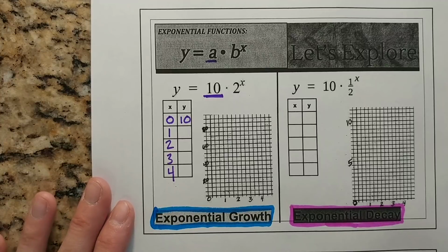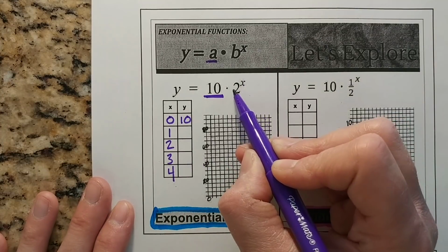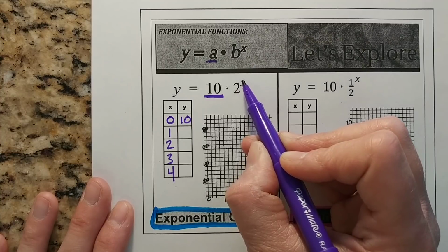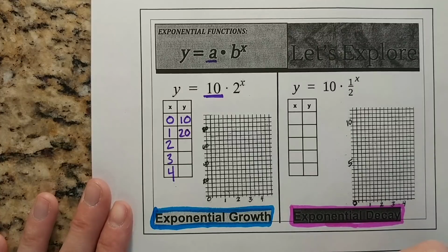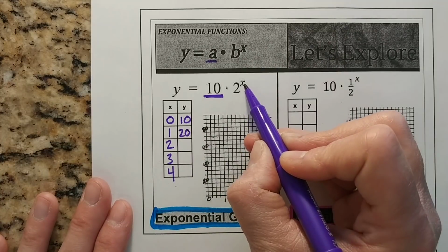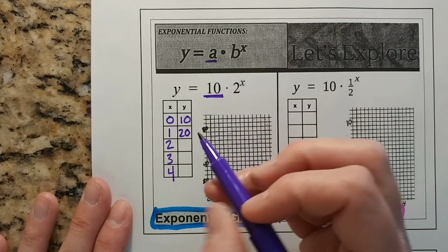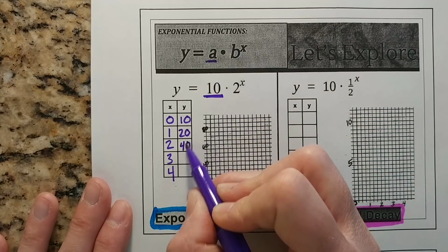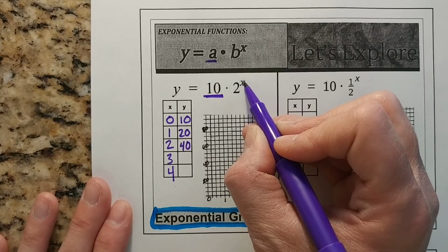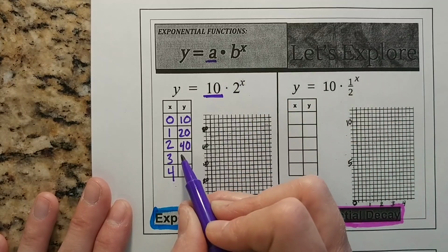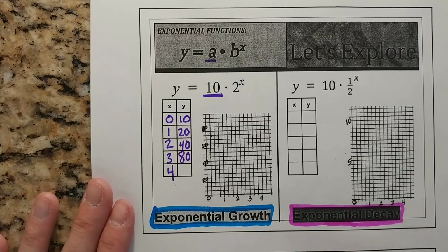Let's see what happens. If I plug in 1 for x, 2 to the first power is 2, times 10, that's 20. If I plug in 2, 2 to the second power is 4, and 4 times 10 is 40. If I plug in 3, 2 to the third power is 8, times 10 is 80. Do you notice what's happening here? Do you see a pattern?